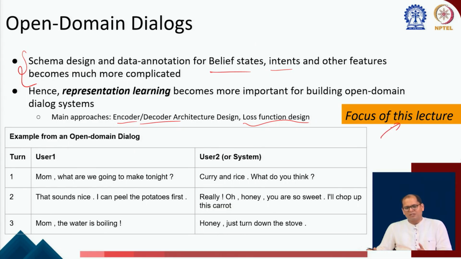So we will talk about how we deal with open domain dialogue. This is one example, a conversation in a family. Mom, what are you going to make tonight? Curry and rice. What do you think? That sounds nice. I can peel the potatoes first, and so on. Right? It's a conversation between two users. So that's what typically you would like for fun with the system.